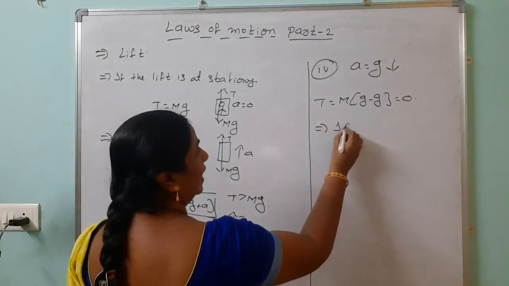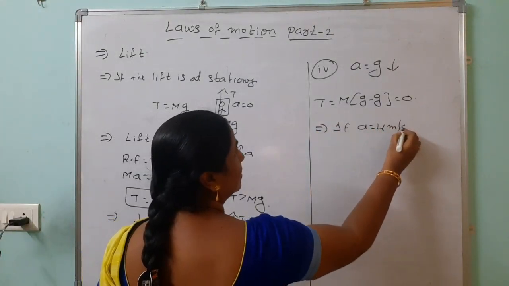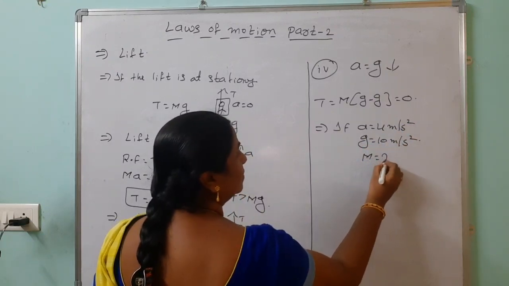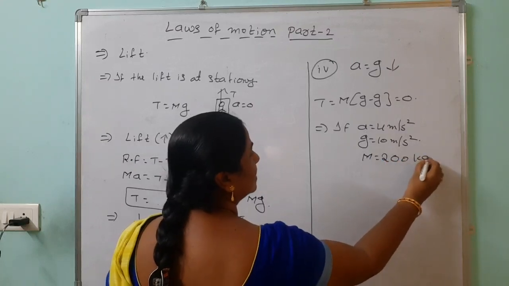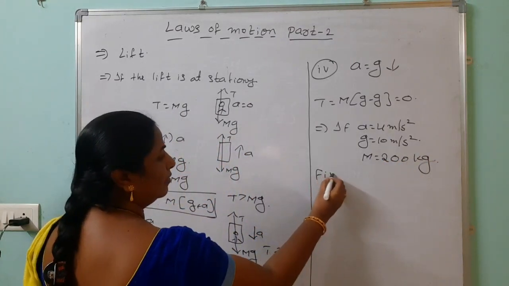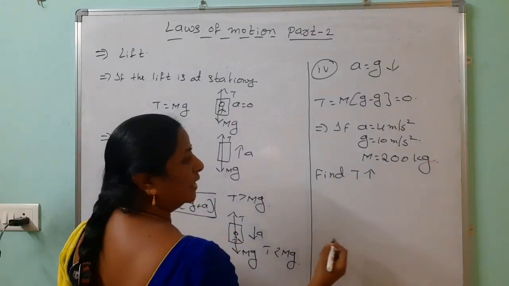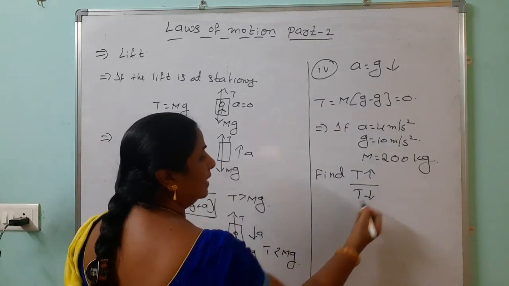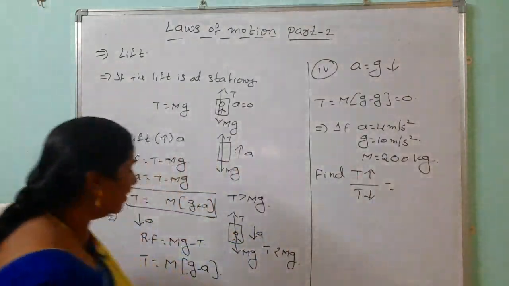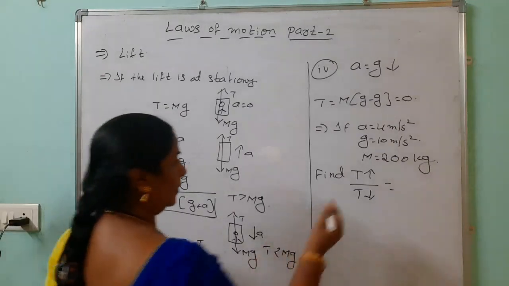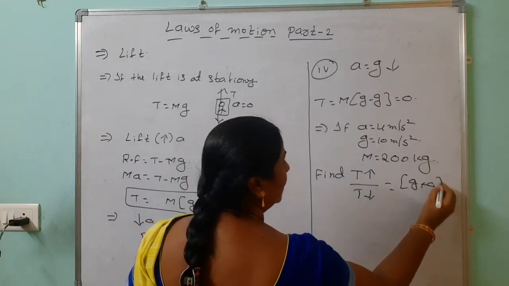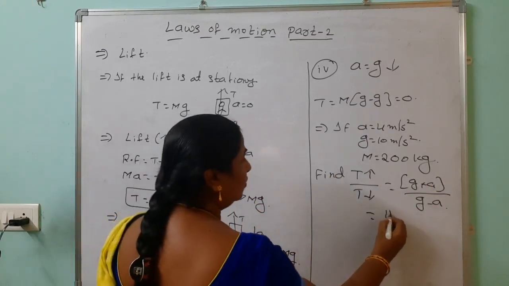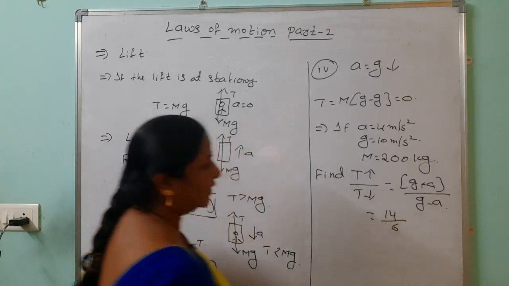Look here. If a equals 4 meter per second square, g is 10 meter per second square, mass equals 2 kg, or you can take it 200 kg. Find the ratio of the tension when the lift is going upwards to the tension when the lift is coming downwards. Simply you can take it, no need, mass cancels. While going up, what are we taking? This is (g plus a) by (g minus a). So our answer is (10 plus 4) by 6, that is 14 by 6. This is the ratio of the two tensions.